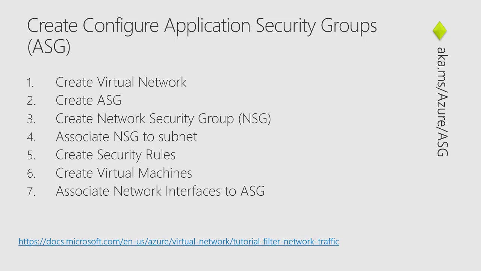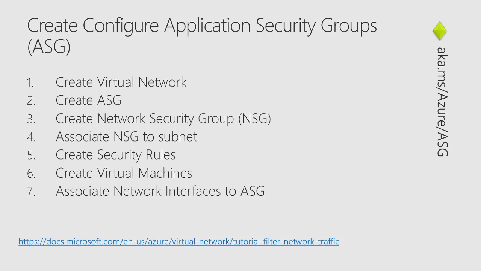Application security groups enable you to configure network security as a natural extension of an application structure, allowing you to group virtual machines and define network security policies based on those groups. You can reuse your security policy at scale without manual maintenance of explicit IP addresses. The platform handles the complexity of IP addresses and multiple rule sets. An application security group enables you to group together servers with similar functions, such as web servers.